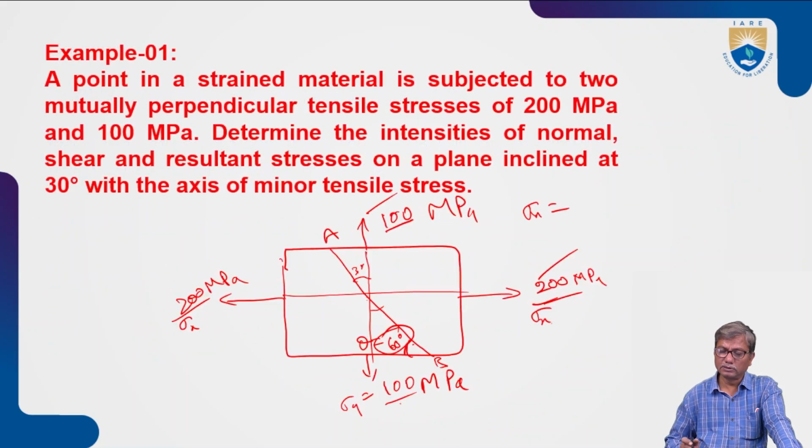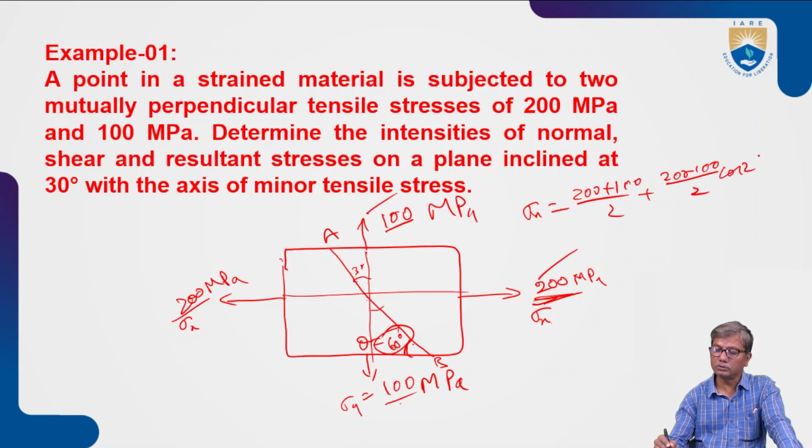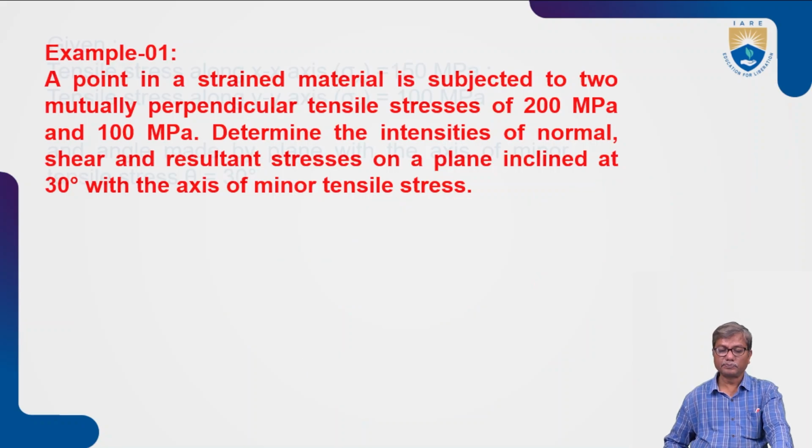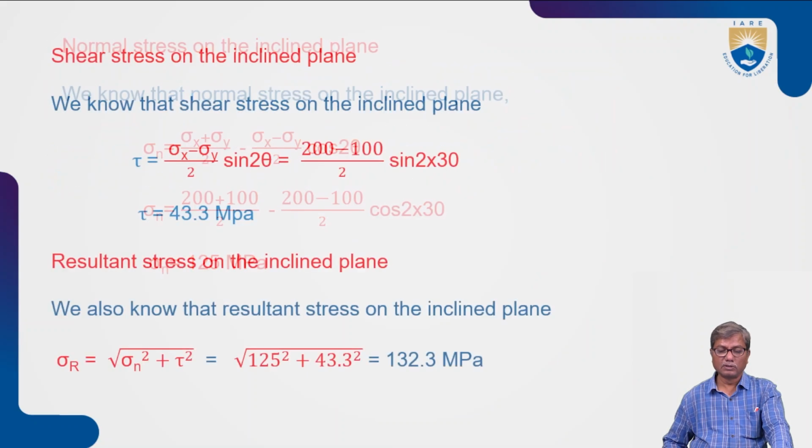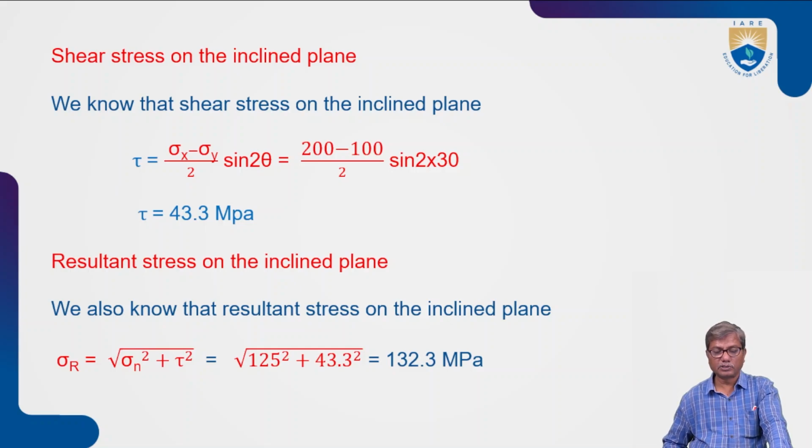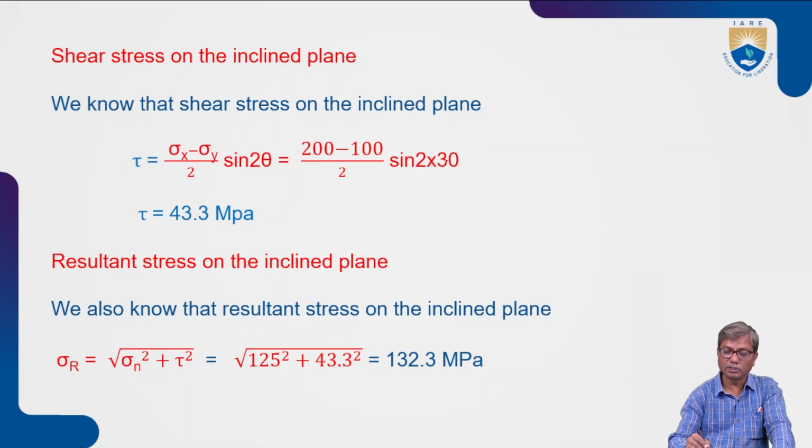Yeah. So here sigma x is 200. 200 plus 100 by 2 plus 200 minus 100 by 2 cos 2 into 60. Okay. So that gives the normal stress, and shear stress is sigma x minus sigma y by 2 into, actually this should be 60.